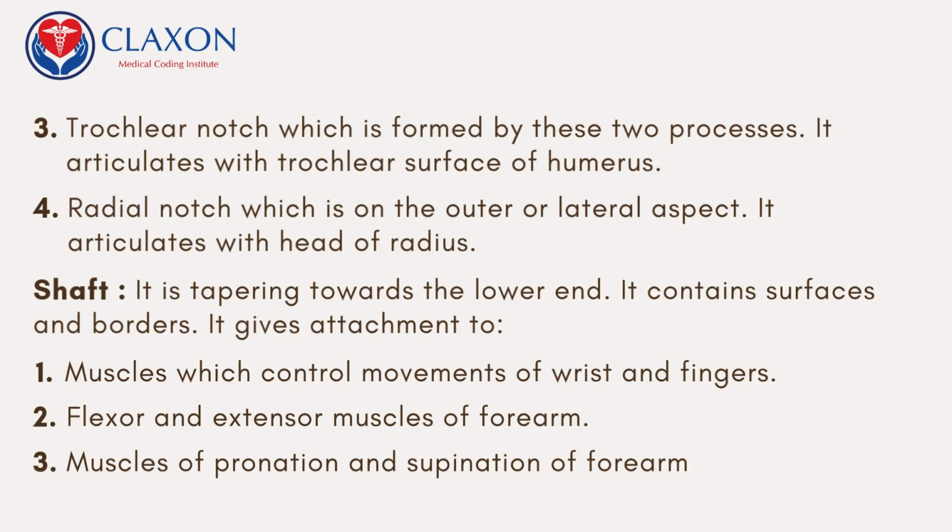Shaft, it is tapering towards the lower end. It contains surfaces and borders. It gives attachment to: 1. Muscles which control movements of wrist and fingers. 2. Flexor and extensor muscles of forearm. 3. Muscles of pronation and supination of forearm.